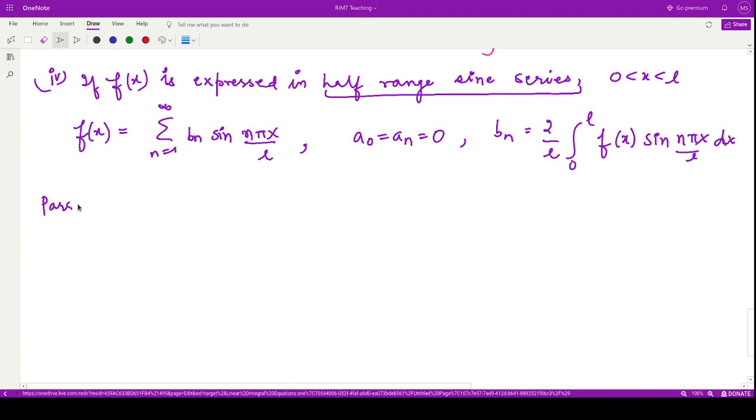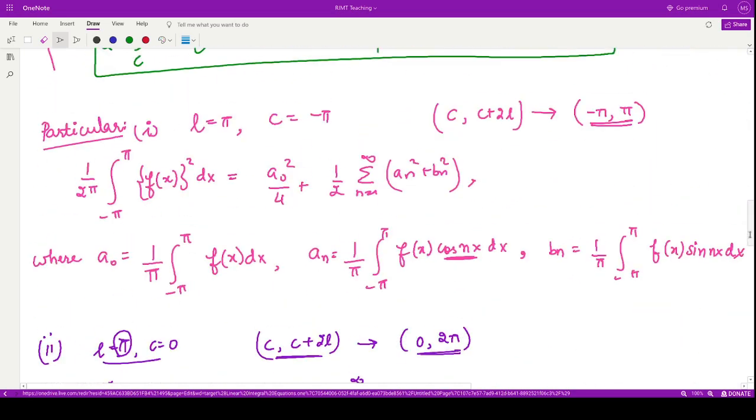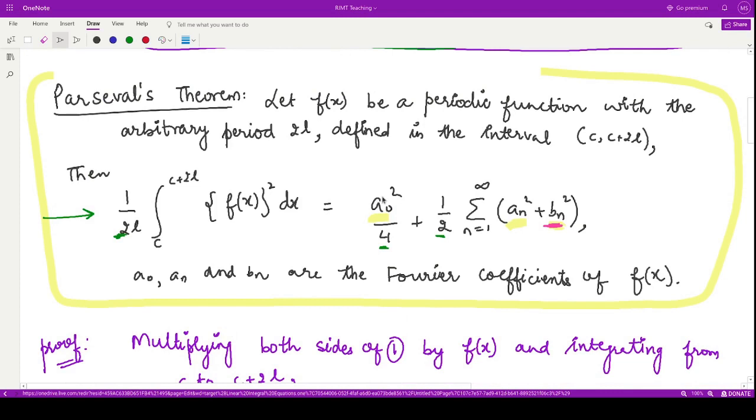So in that case, the Parseval's identity becomes simply equal to 1 by L integration 0 to L f of x whole square dx equal to 1 by 2 summation n varies from 1 to infinity bn square. So this is the identity that you have, because in this case your a naught and an are 0, therefore those terms are not there, so we have this term, right? So this is about Parseval's identity.